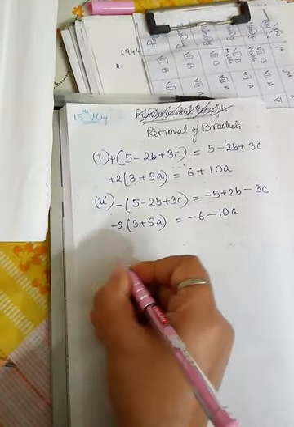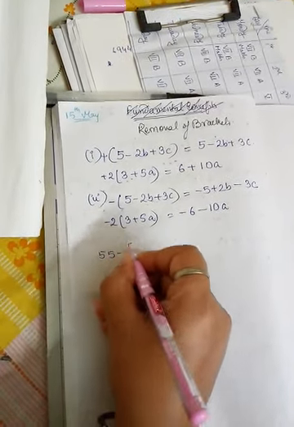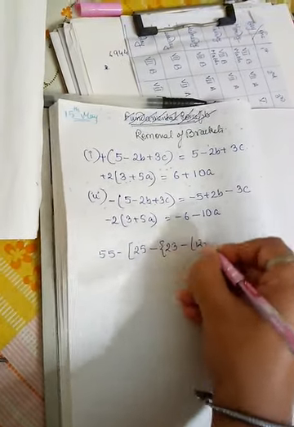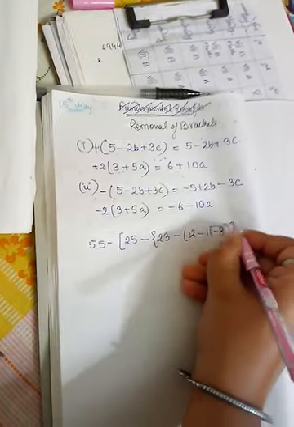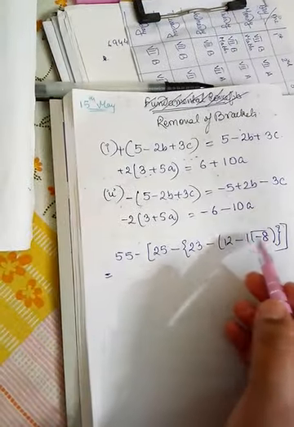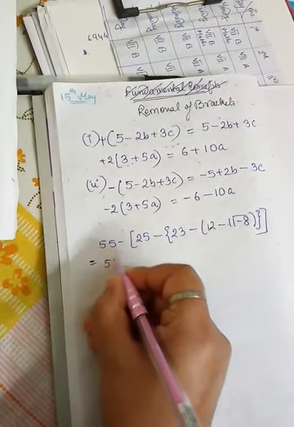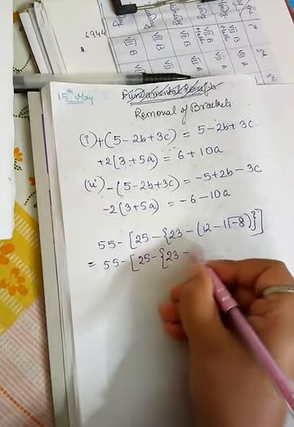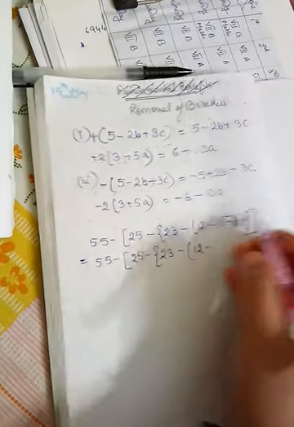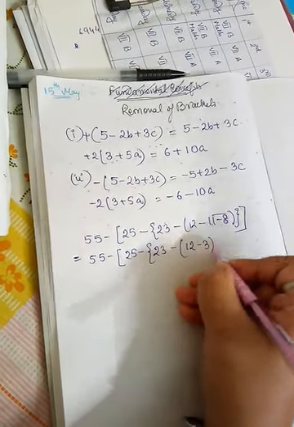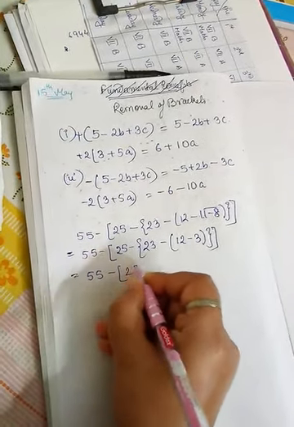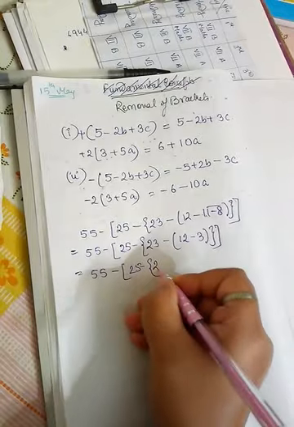Now suppose we have a question like 55 minus 25 minus 23 minus the vinculum 12 minus 11 minus 8. So this is the question. First, since there is a vinculum, we have to operate on that. So first 55, the others will remain as they are, we will not change them. So 12 minus 11 minus 8 will be 3. Now next, 55 minus 25 minus 23.